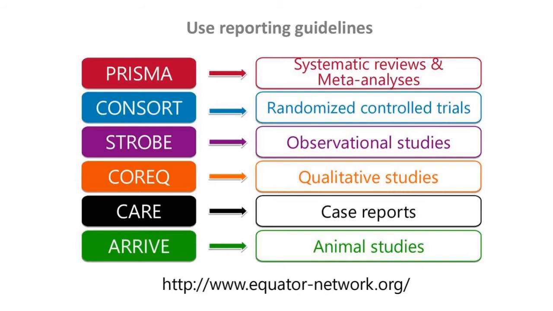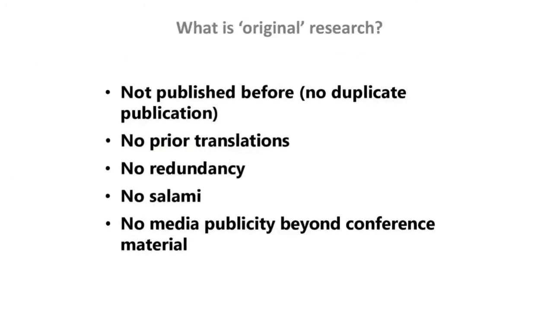So, for example, if you're doing observational studies, there's a checklist for that. If you're doing qualitative studies, there's a checklist for that, and so on it goes. Have a look at the Equator Network guidelines before beginning a research project. And we ask young researchers also, what is original research? Well, original research has not been published before.